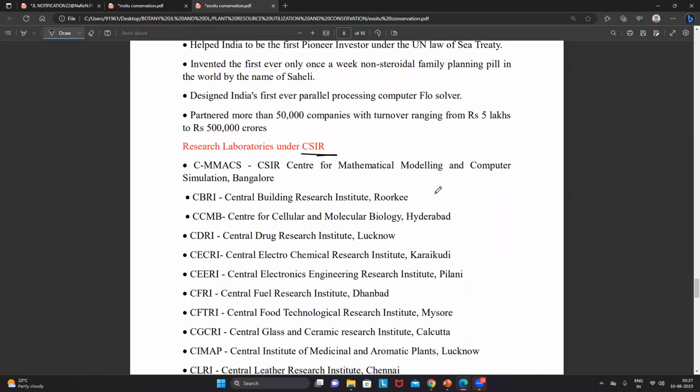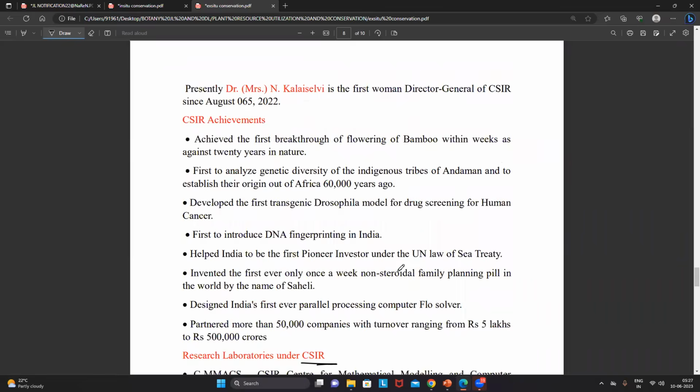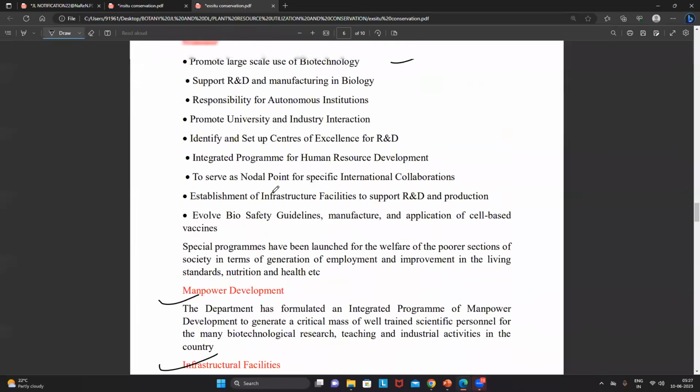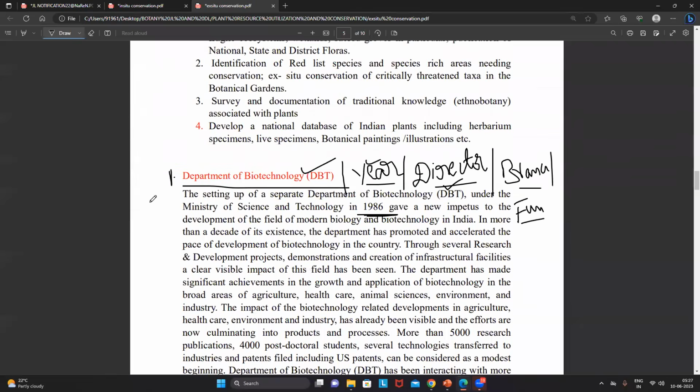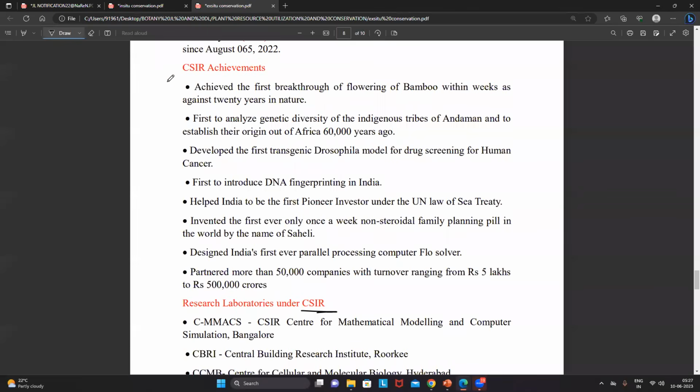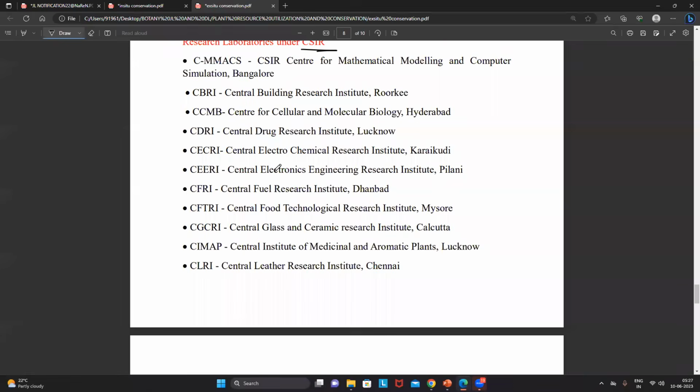Suppose since you are in Telangana, you have to mandatorily remember whether any Department of Biotechnology sub-branch is present in Hyderabad or not. In Telangana, mostly they are present in Hyderabad only. Same with the CSIR also. So what is CSIR? What are the major labs of CSIR?